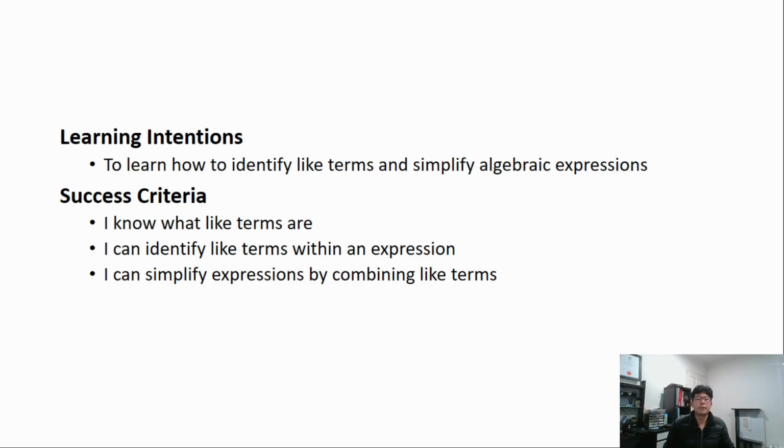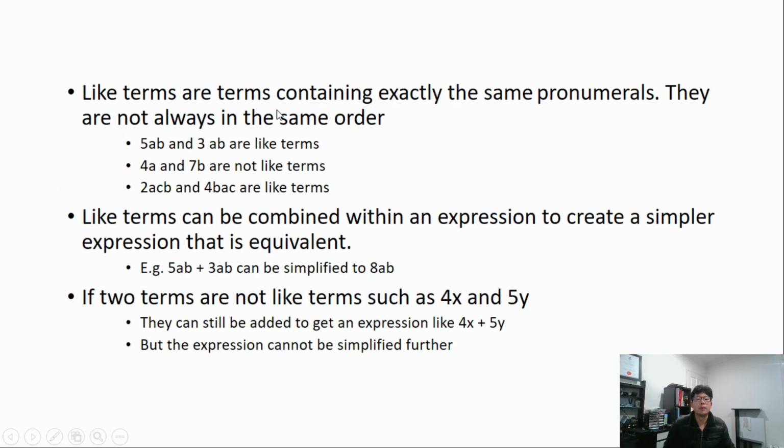Alright, so let's start off with the first success criteria and find out what like terms are. Like terms are terms containing exactly the same pronumerals, and they are not always in the same order. I've got a few examples below here. 5ab and 3ab, there shouldn't be a space there, sorry about that, are like terms. 4a and 7b are not like terms because they have different pronumerals. And 2acb and 4bac are like terms because they have the same pronumerals. If you order them nicely, it will just be the same as 2abc and 4abc.